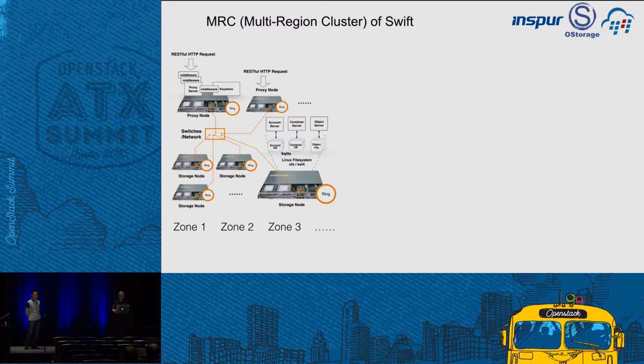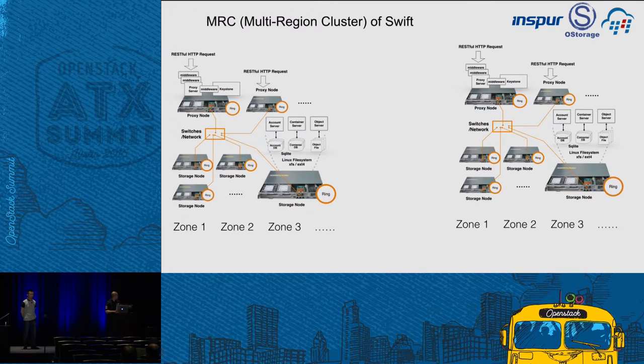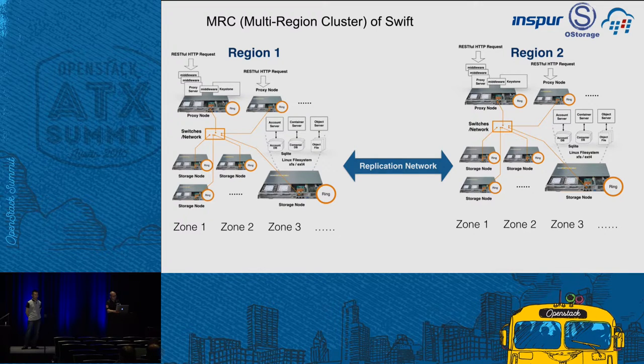So there are two regions, one and two. The regions are connected via what we call a replication network. User HTTP requests to read and write data come into different regions from different users. And the data are synchronized between different regions via the replication network.